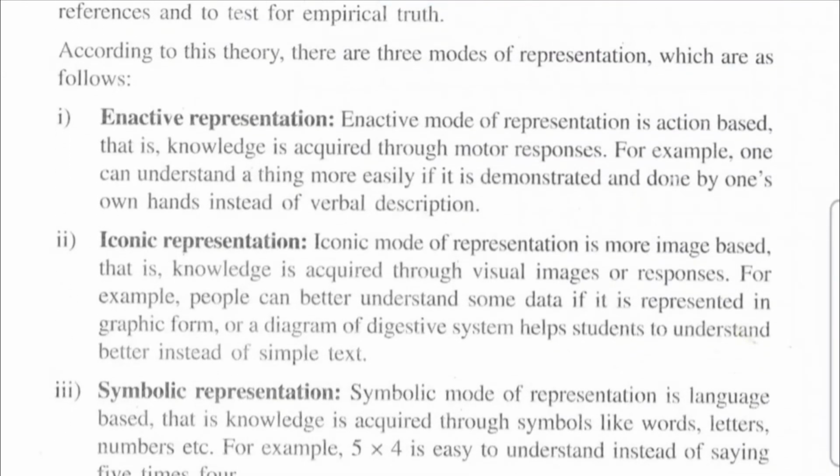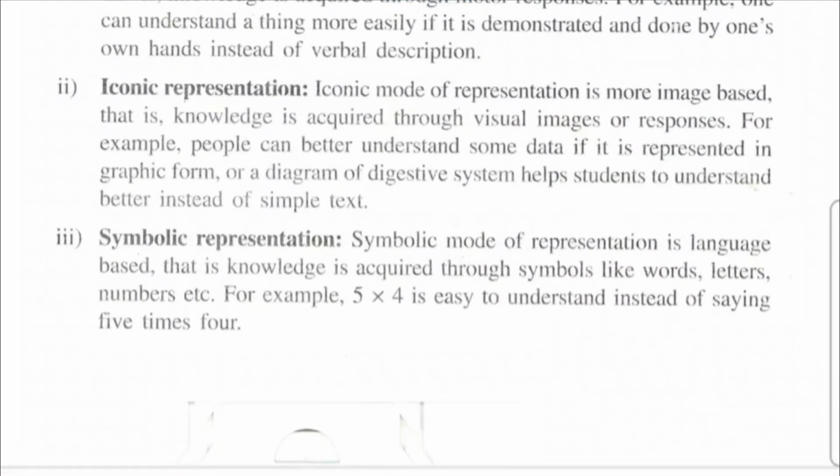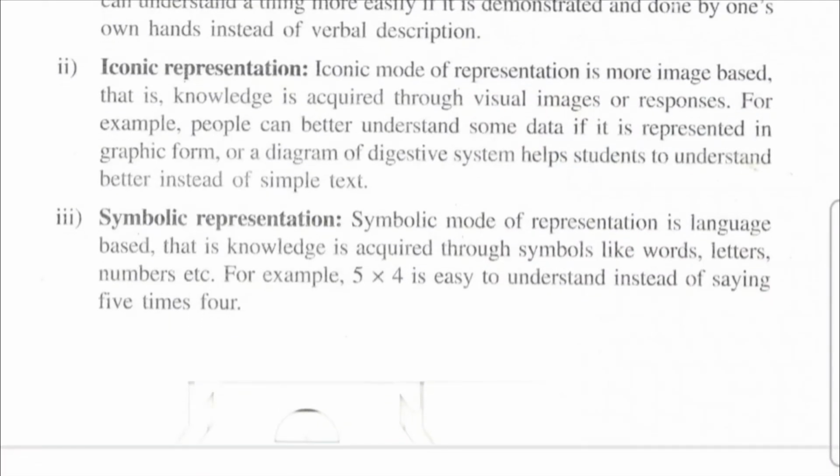According to this theory, there are three modes of representation which are as follows. I. Enactive representation. Enactive mode of representation is action-based, that is, knowledge is acquired through motor responses. For example, one can understand a concept more easily if it is demonstrated and performed by one's own hands instead of through verbal description.